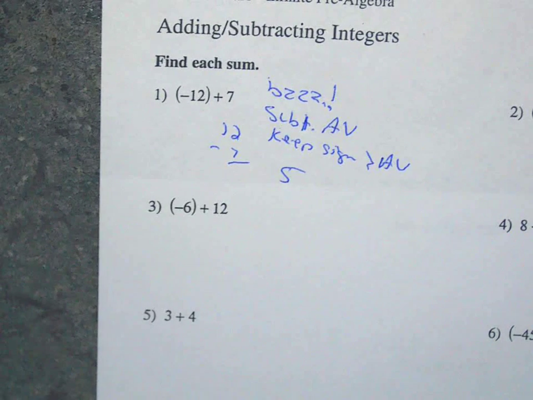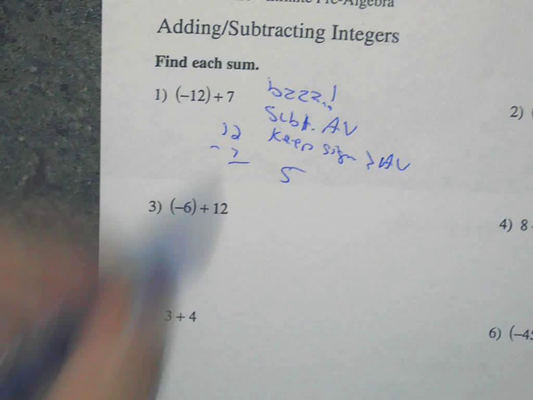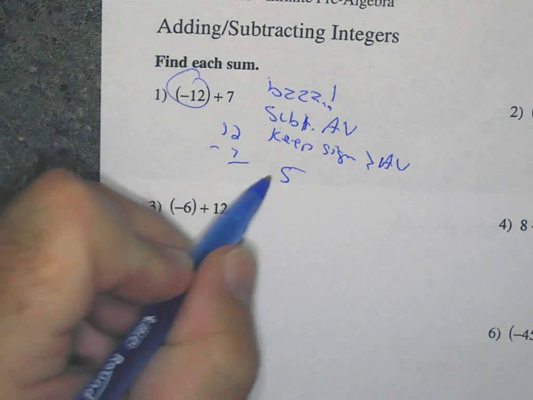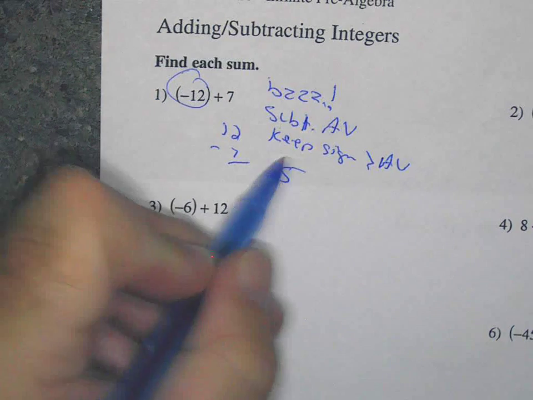Now, it's hard to say. Most people think it correctly. They'll say keep the sign of the bigger number. It's like, no, the bigger number would always be a positive number. Keep the sign of the larger absolute value. That means this number has a larger absolute value. He owns the sign. -5.